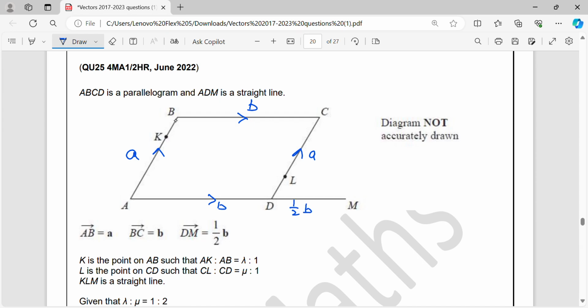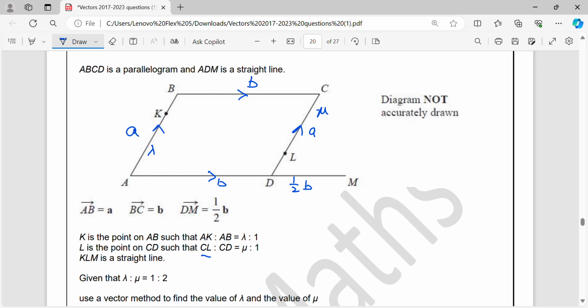Next it says that AK ratio AB is lambda ratio 1, so this length has a ratio lambda, and CL ratio CD is nu ratio 1, so CL has a ratio nu. And what else is given?